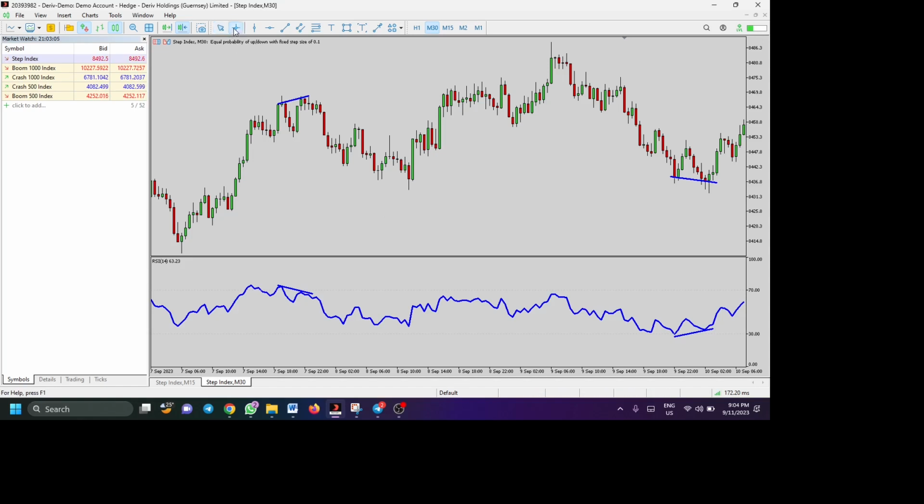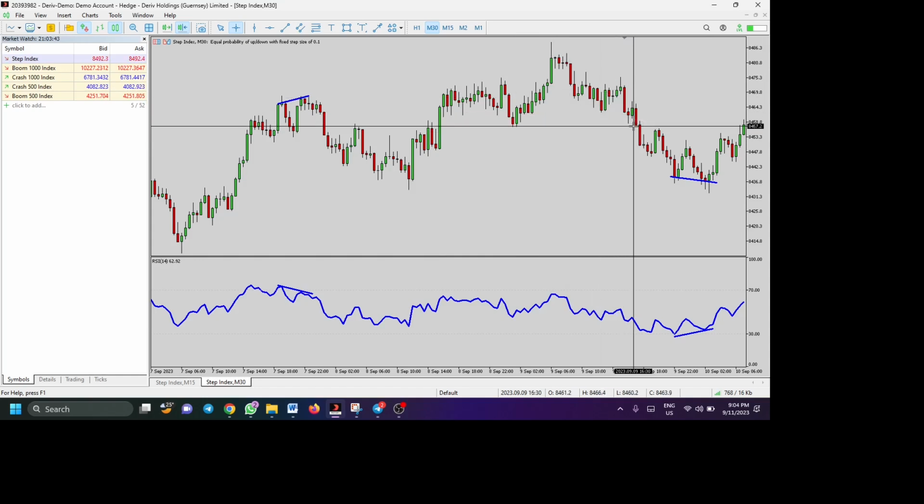In reading market structure, we look at pivot points. We call this high, higher low, high, lower low, lower high, lower low, lower high, lower low. If you get here, some traders would say there's a higher high, higher low, higher high, lower low, and so on.